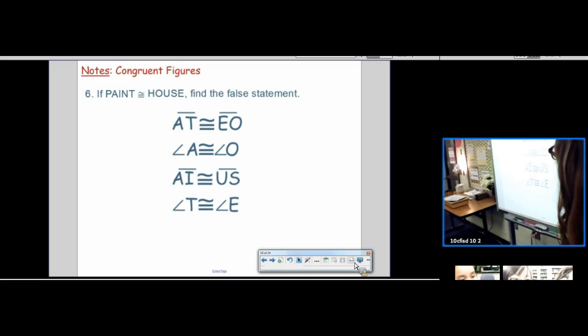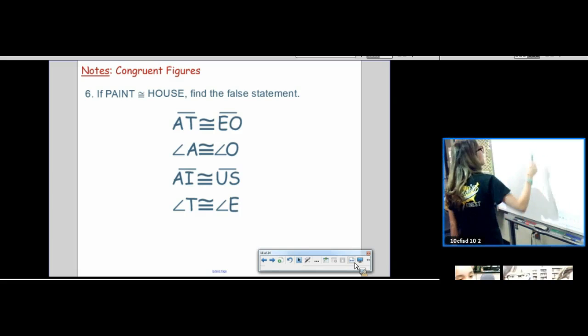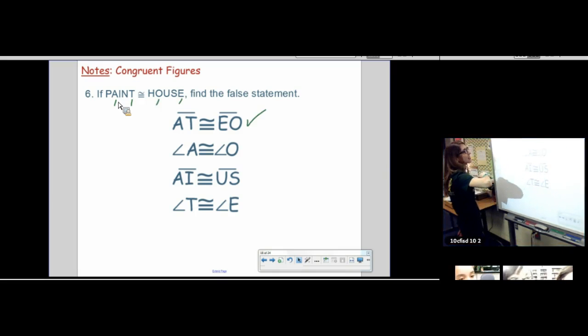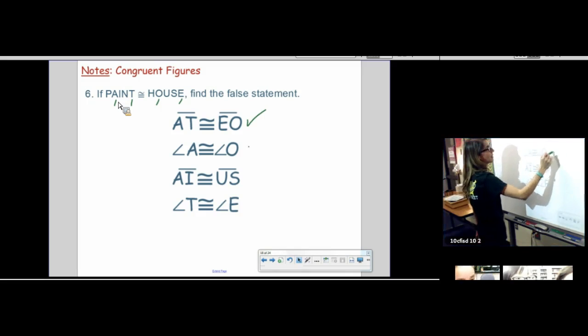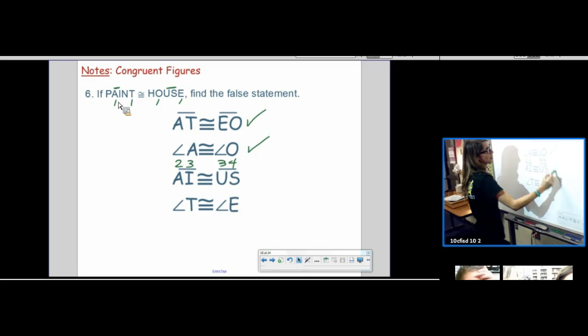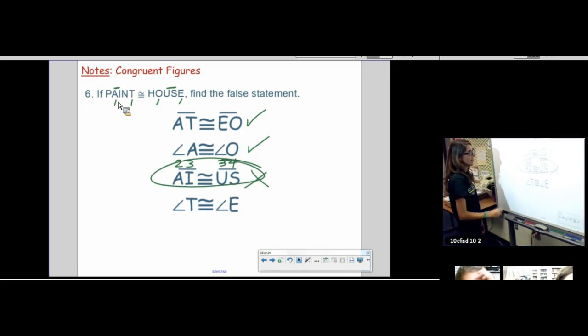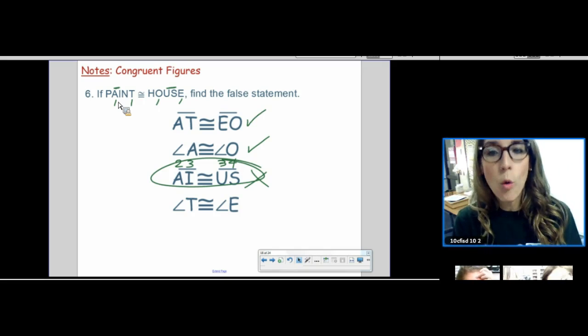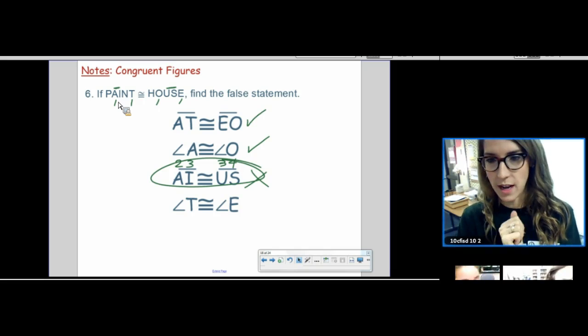If pentagon PAINT is congruent to pentagon HOUSE, find the false statement. AT is congruent to EO. AT is listed second and fifth, EO, second and fifth. So that one's true. A is congruent to O, listed second. True. AI is congruent to US. Uh-oh. This is second, third. This is third, fourth. So here we found the one that is false. Remember, a congruent statement never lies. You may trust the order of the congruent statement every time, all the time.